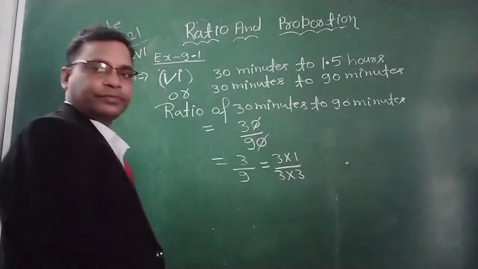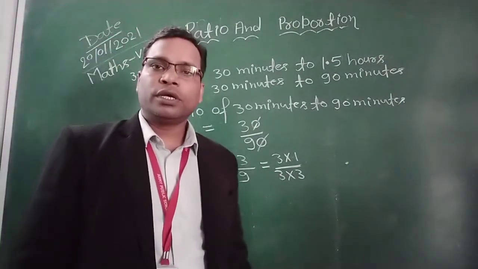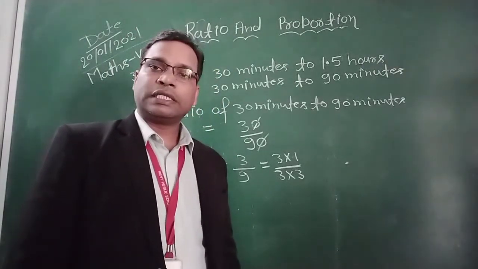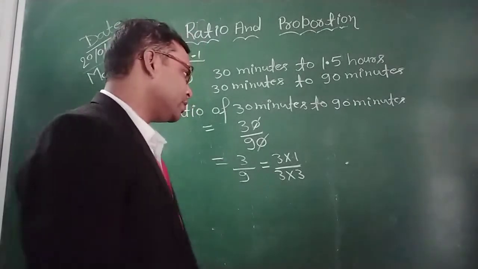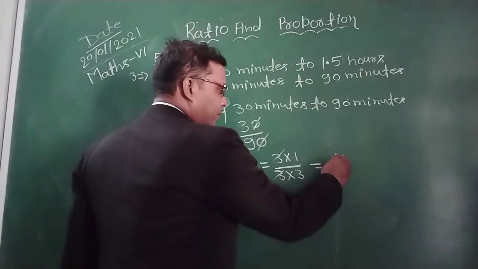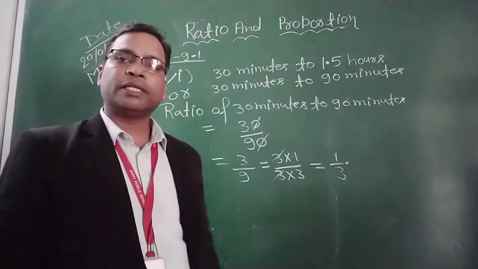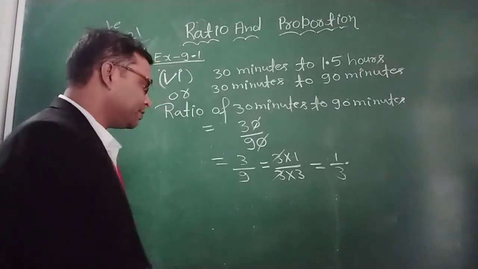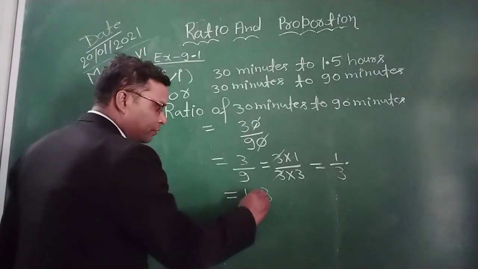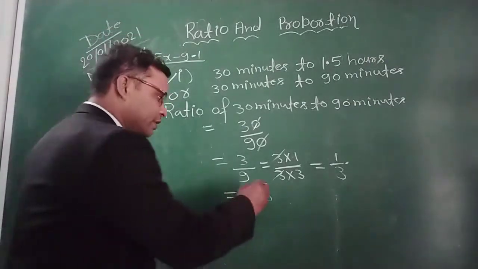This is equal to 9. So you can see here in both numerator and denominator, the 3 is common between them. Then 3 will cancel. We get here 1 by 3. Also we can write it 1 ratio 3. 1 by 3 is equal to 1 ratio 3. This is clear now.